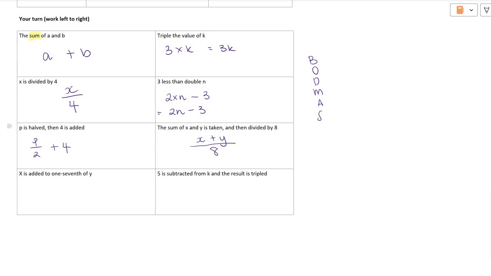Then lastly, we've got x is added to 1/7 of y. I've got 1/7 of y plus x, or we can write that as y over 7 plus x.